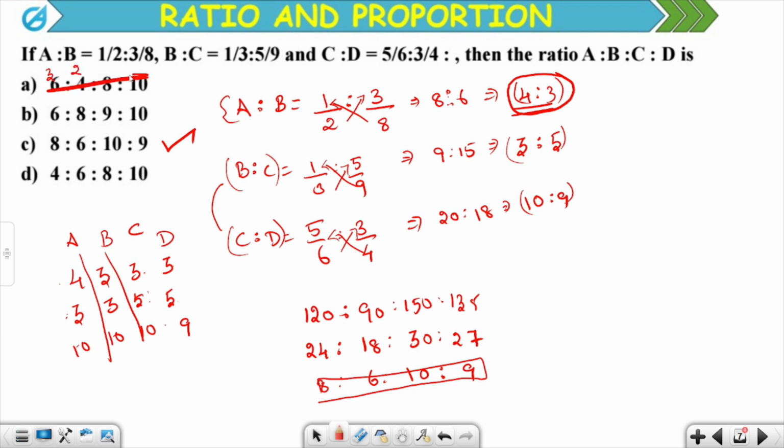No, so this is not the option. Okay, next is 6 and 8. This is 3 times and this is 4 times. But actually, how much do I want? 4 is to 3. Okay, this is also not possible. Okay, 8 and 6. Is that 4 is to 3? Yes. So it may be the answer.